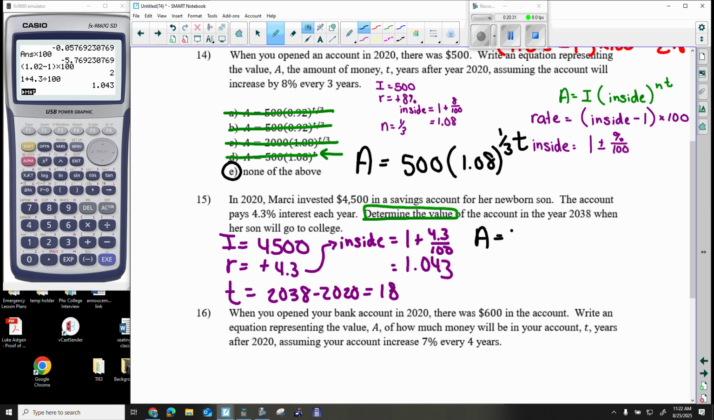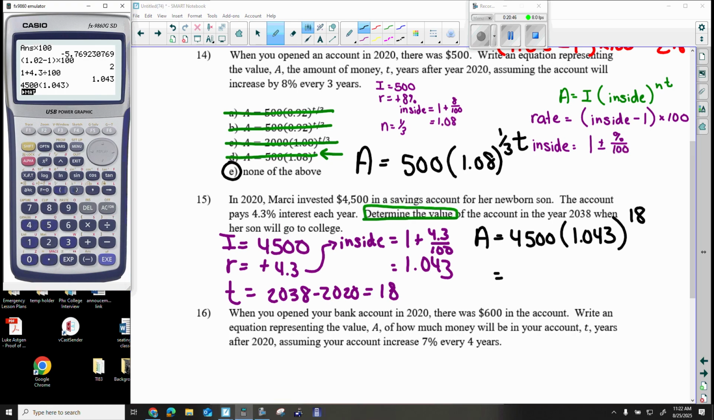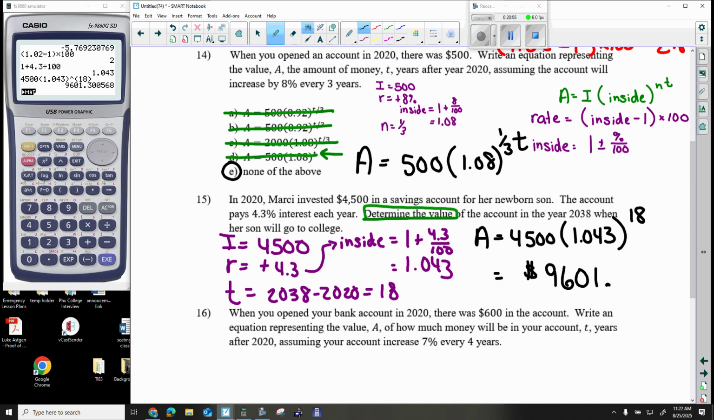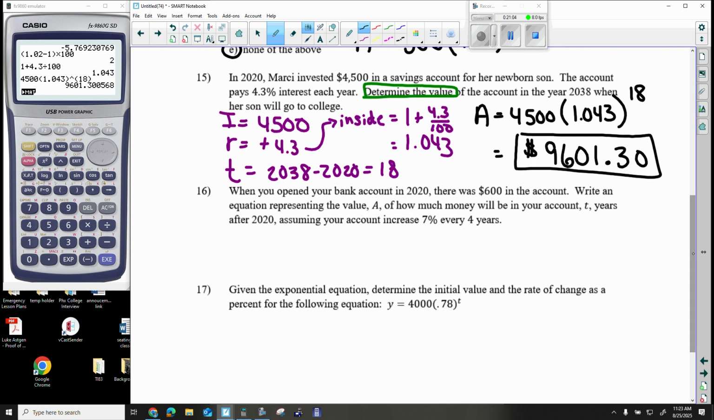So A, I, inside, n is 1, t happens to be the number 18. Okay, everything else will be an equation. That's the only time that you're going to get an answer. So you're not going to be getting an answer for 16 and 17. It's just equation writing in essence.